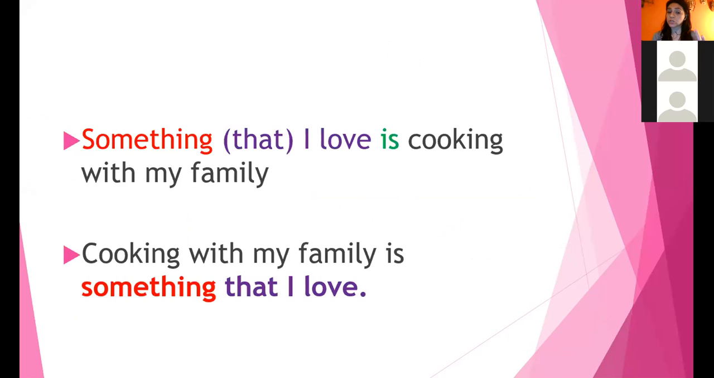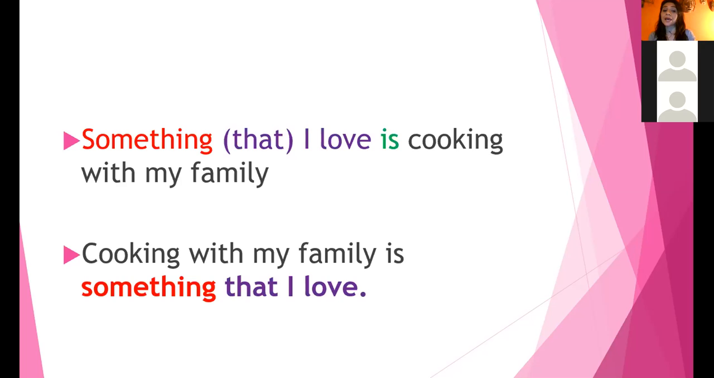Now look at sentence number 2. It says cooking with my family is something that I love. Something that I love is at the end of the sentence, but it's also after the verb be. So that means it's acting as an object of the sentence. Now, what is the difference between the first one and the second one? Nothing in meaning, okay? The meaning is the same. But what is different is the position of the noun phrase, if it's at the beginning or at the end. Other than that, Selena, you're saying the same thing. You can say something that I love is cooking with my family, or cooking with my family is something that I love. In both cases, the meaning is the same.